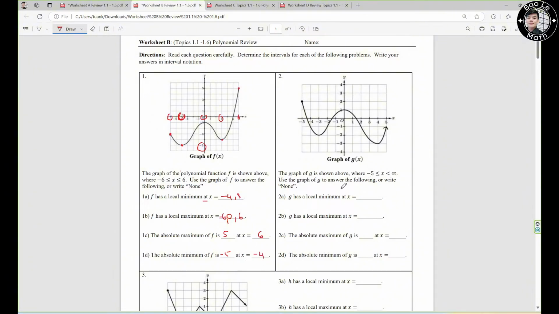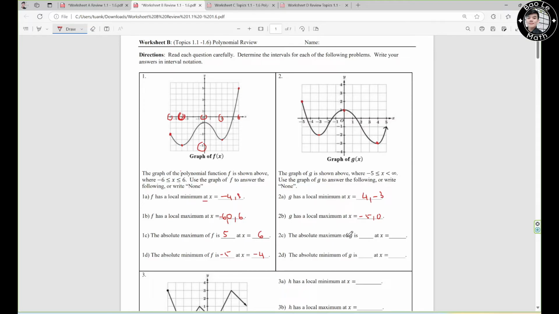Now look at the second one. The function g has local minimums at these points right here. So it's going to be at s equal to 4, and this point right here, s equal to negative 3. The function g has a local maximum at this point right here, s equal to negative 5, and then this point right here is going to be 0. You cannot count this one because you see the arrow, which means the graph keeps going up, right?